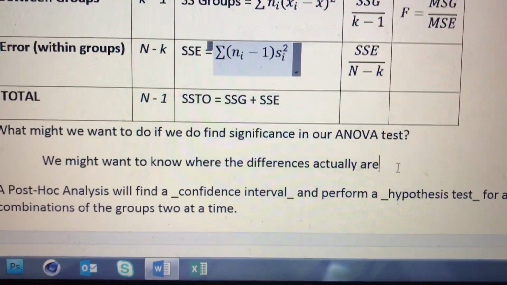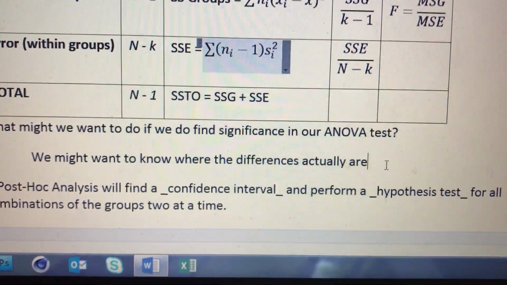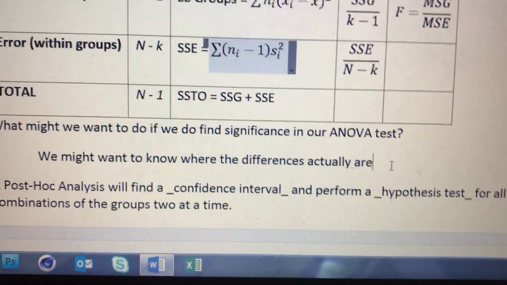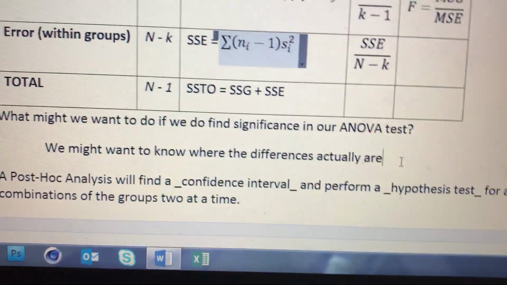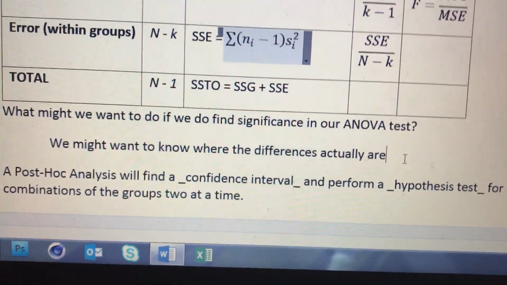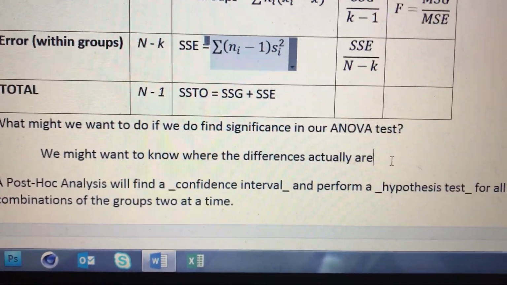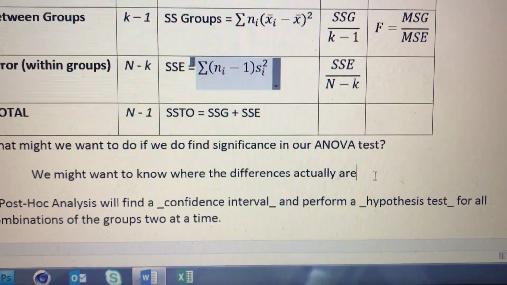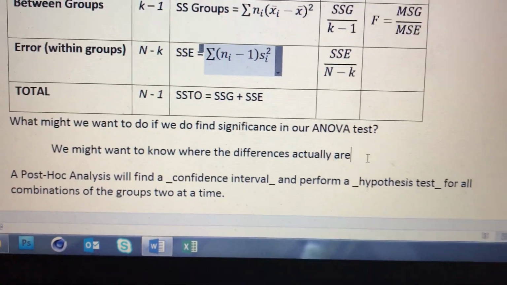And because we're talking about differences, we're back to talking about these things 2 at a time. And if we have 6 groups, that's 15 comparisons that we have to make. That's 15 confidence intervals or 15 hypothesis tests, which at the very beginning of this chapter we said no, we don't want to do that. That's why we have the ANOVA. But if we find significance in our ANOVA, we do have to do that.